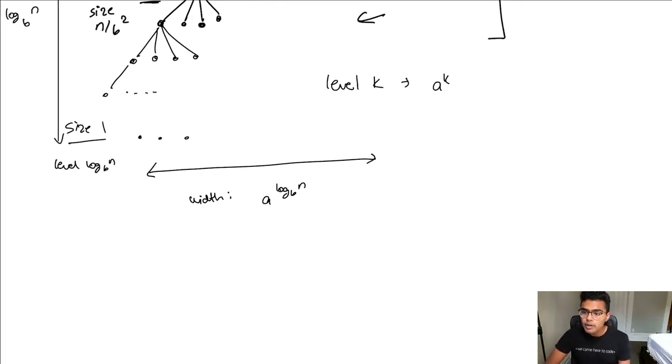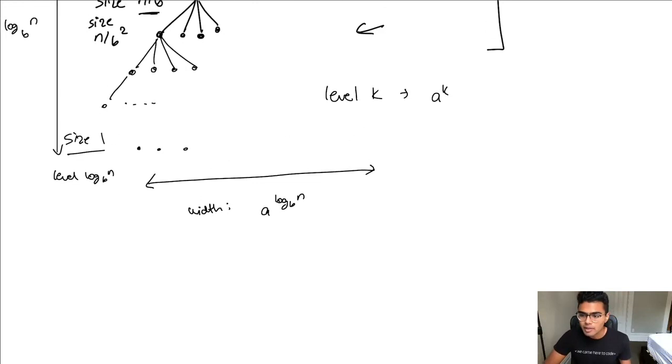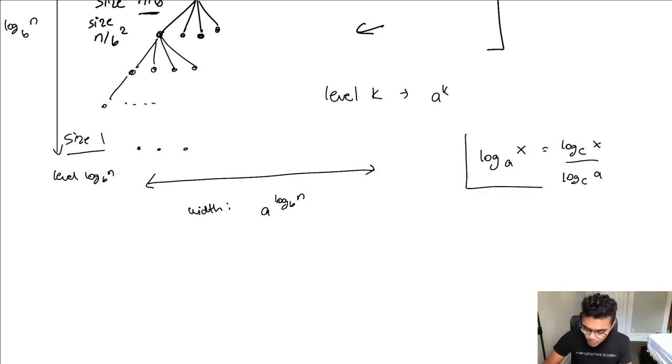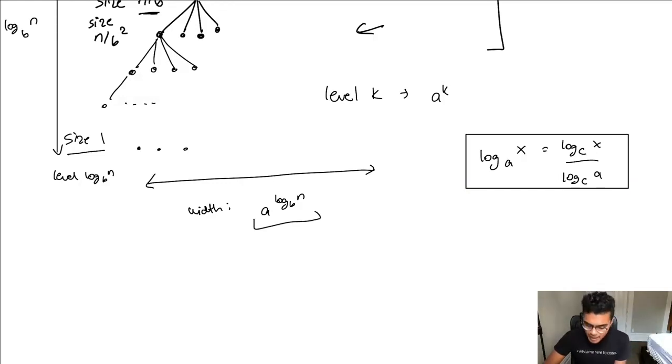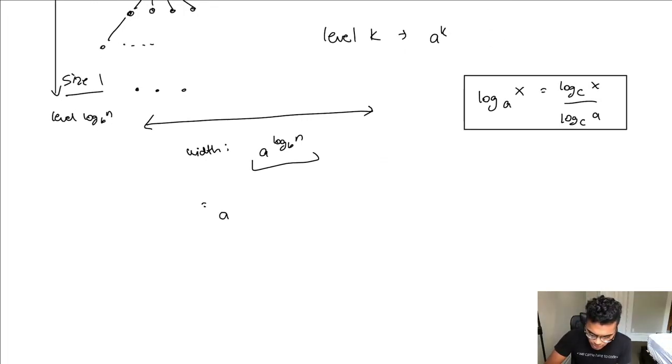Now, we know from logarithm formulas, and this is back to 8th or 9th grade algebra, that log_a(x) is equal to log_c(x) over log_c(a). Again, just change of base with logarithms. This is a formula that we know. So we can simplify a^(log_b n) and state that this is actually equal to a^(log_a(n) times log_b(a)). And so this would be equal to n^(log_b a).